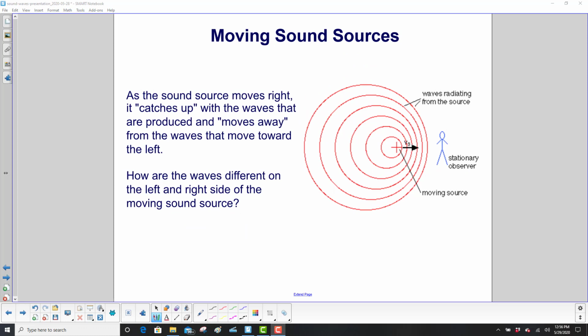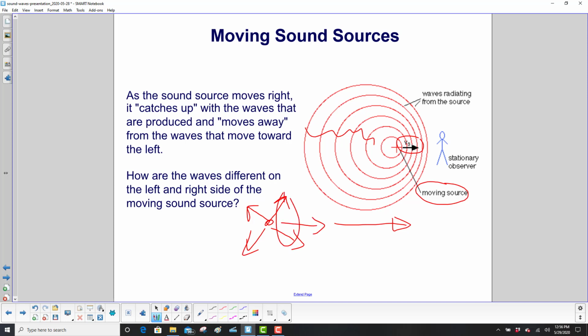Now we set the sound source in motion, moving to the right. That was the police car in the example we had, right? The moving source has a velocity v sub s. It's kind of catching up with the waves that are produced and moves away from the waves over here that are moving to the left. Remember, the source is always emitting waves in all directions. But if he's moving this way, he's trying to catch up with these, and he's moving away from these.